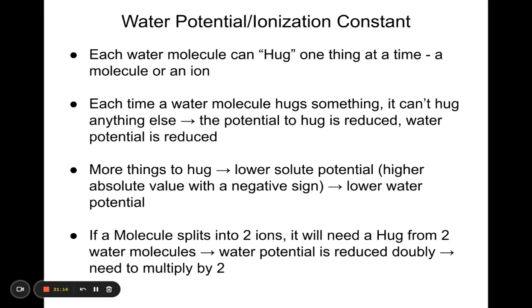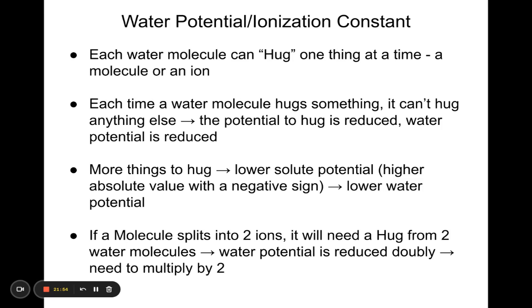Now, if you have 1 molecule, I can hug 1 molecule. Let's say the molecule splits into 2 ions. Now I have to hug not 1 thing, I have 2 things to hug, right? So if you dissolve 1 molecule, it can be hugged by however many water molecules form the hydration shell. So you form 1 hydration shell, right? But what if that molecule, when dissolved, splits into 2 ions? Now you're going to need 2 hydration shells. You're going to need a hug from 2 water molecules. So the water potential is reduced doubly.